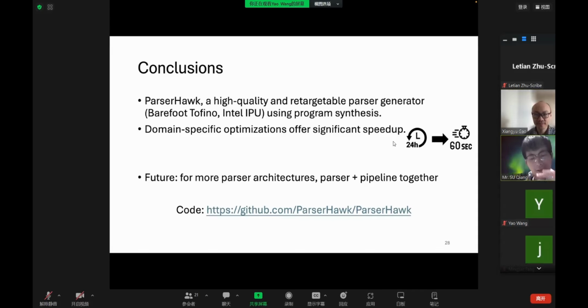From a high level, I think there should be an intermediate representation between the high-level network function and the low-level hardware architecture. So I think the key challenge might be how we can design such an intermediate representation.